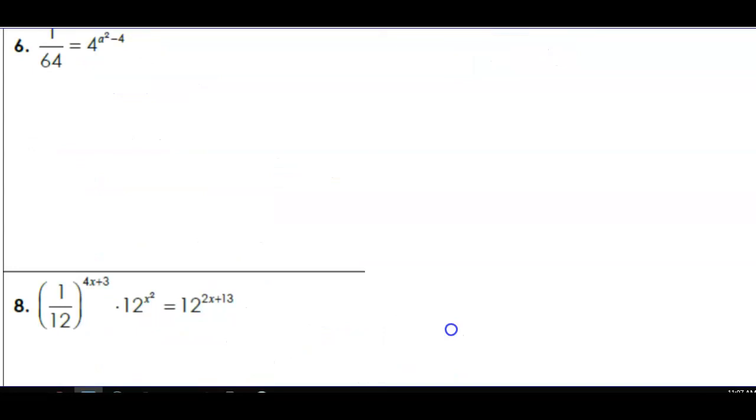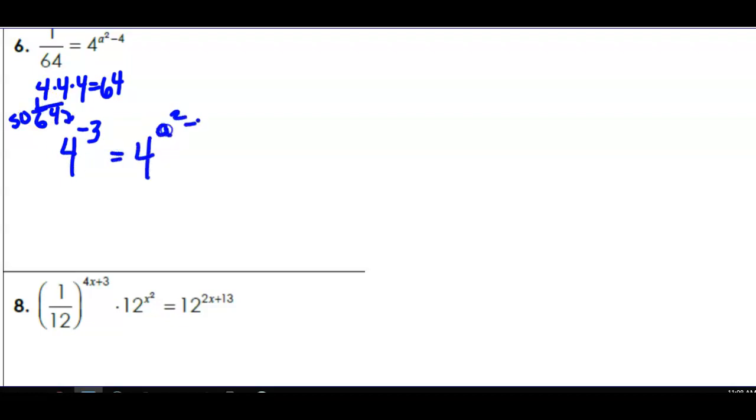All right. This is a little bit tricky, but this should have an exact answer because this can be written as a power of 4. Anybody remember that? 4 times 4 times 4 is 64. So therefore, 4 to the negative 3 power would be 1 over 64. Okay, and over here we have 4 to the a squared minus 4.